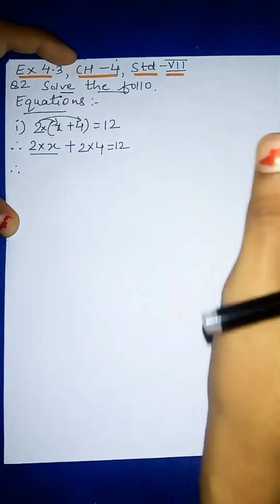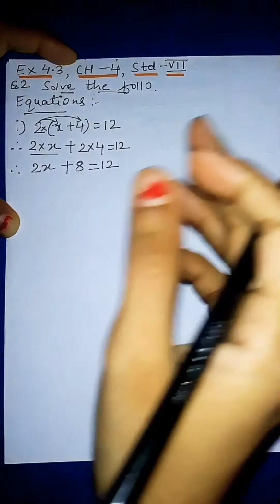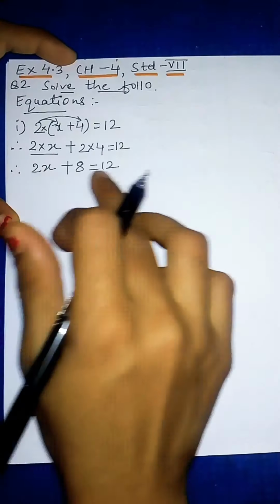Now 2 into x means 2x. No sign means multiplication sign. So 2 into x can be written as 2x. Plus 2 into 4, 2 fours are 8, and this is equal to 12. Now this is our simple equation. From here, just like what we have done in the previous question, that way we will solve it. Bracket open, and then the simple steps of equations.